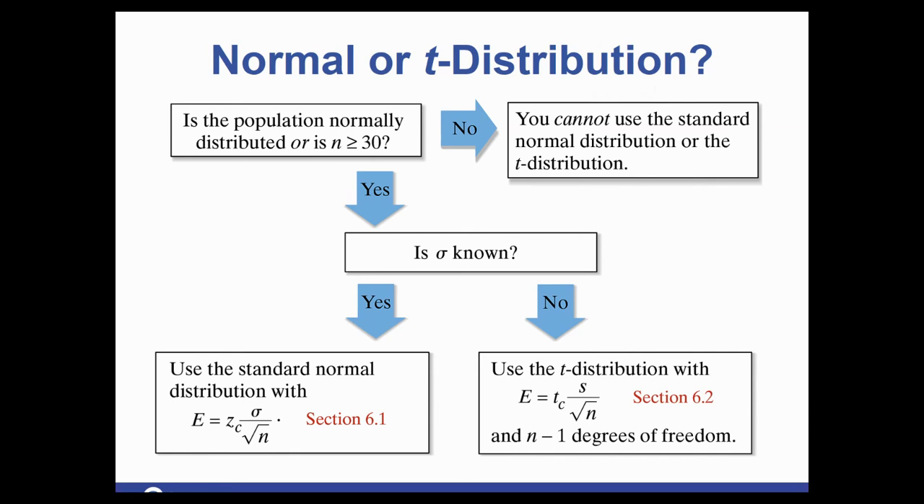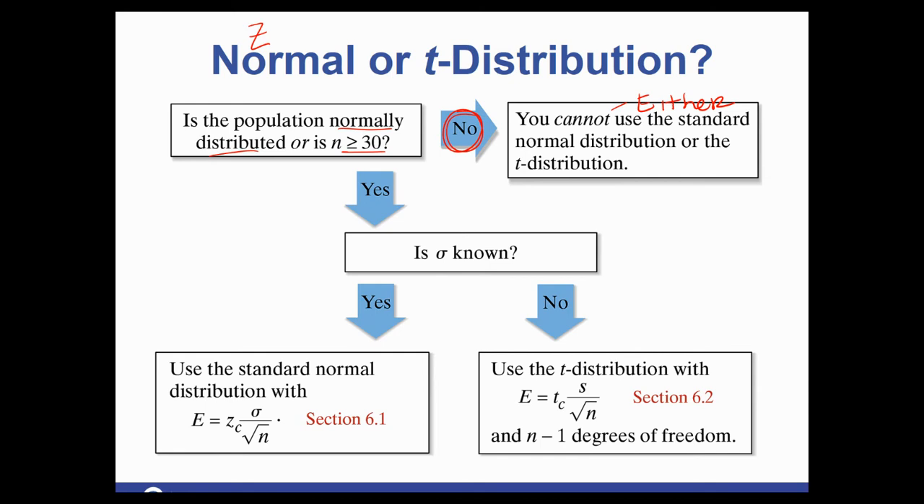Now again, when you're trying to figure out if something is going to be normal or Z distribution or the T distribution, you are looking for primarily your standard deviation. So the first thing you do is check if it says normally distributed, or if your sample size is bigger than 30. That's bare minimum to do any confidence interval at all. If you don't have that, you can't use either. You can't use Z, you can't use T.